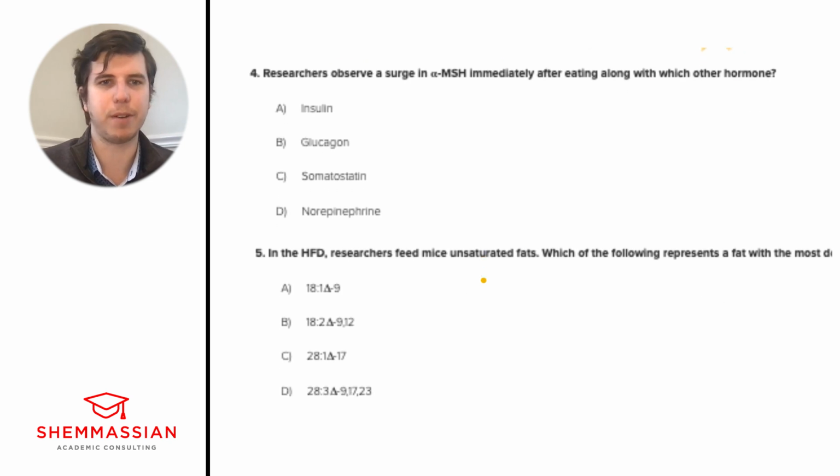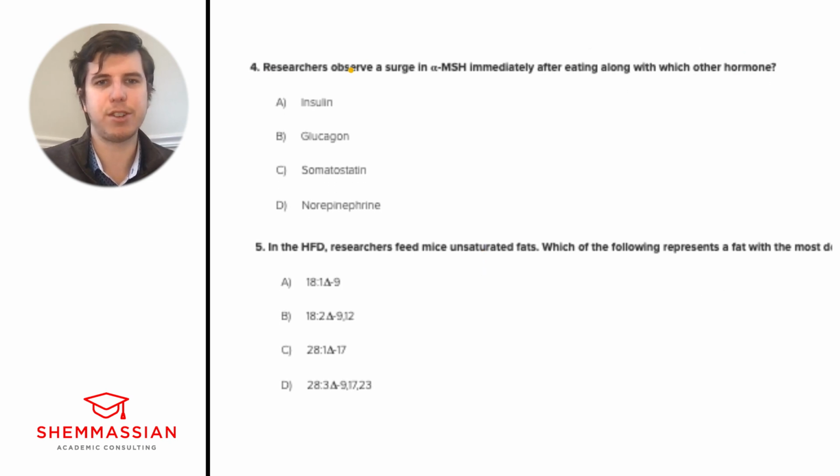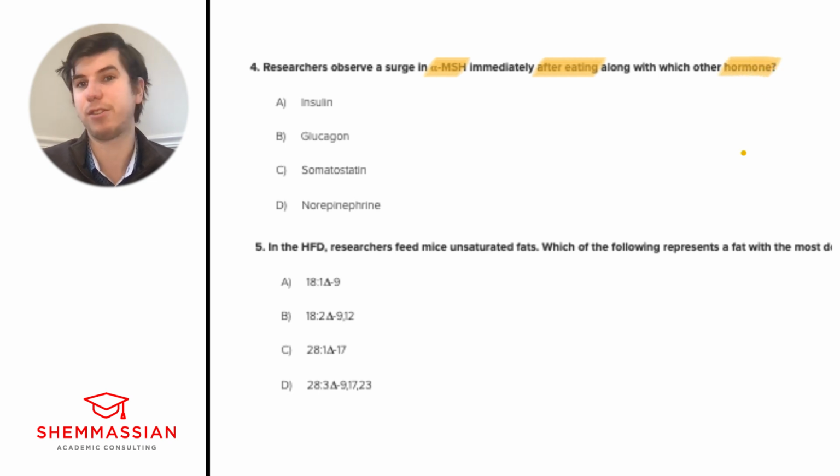Okay, let's look at 4 here. Researchers observe a surge in alpha MSH immediately after eating, along with which other hormones? So what other hormones are released after eating, right? We want to think rest and digest. We want to be thinking a storage hormone, right?